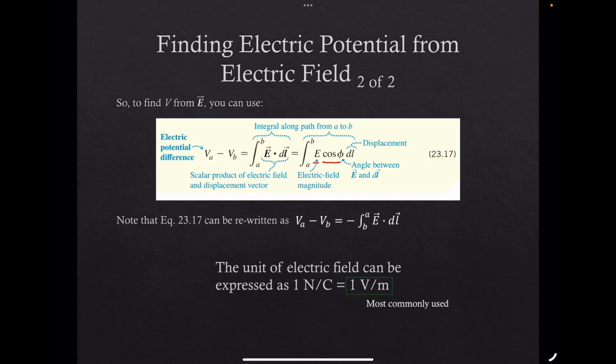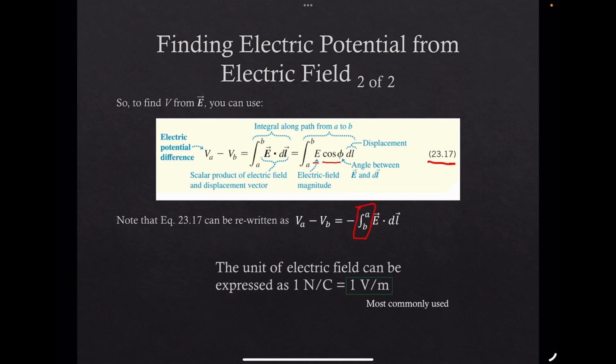note that there is another way to write this equation, using the property of integrals, where if you switch the order of integration, you pop a negative sign in the front. So we can rewrite 23.17 as VA minus VB equals negative integral of E dot dl, okay? So you just have to pay attention to the order that you are solving your definite integral.